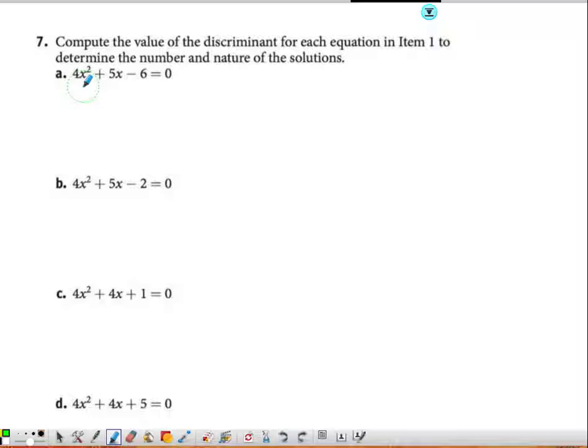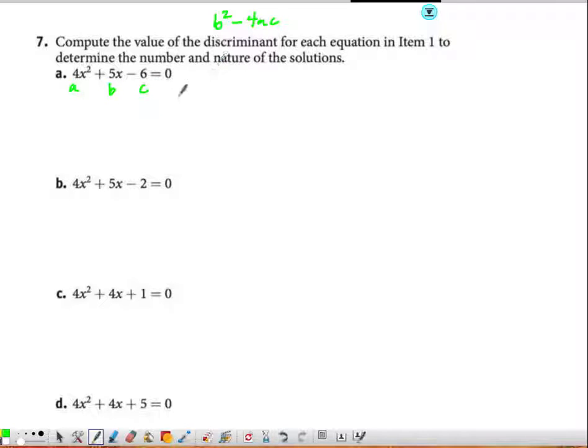Alright, let's take a look at number 7. Compute the value of the discriminant for each equation in item 1 to determine the number and nature of the solutions. So if I were to just do these questions again by only calculating this discriminant, so again the discriminant is b squared minus 4ac. So this is b. Let's just label these. This is b, this is a, and this is c.